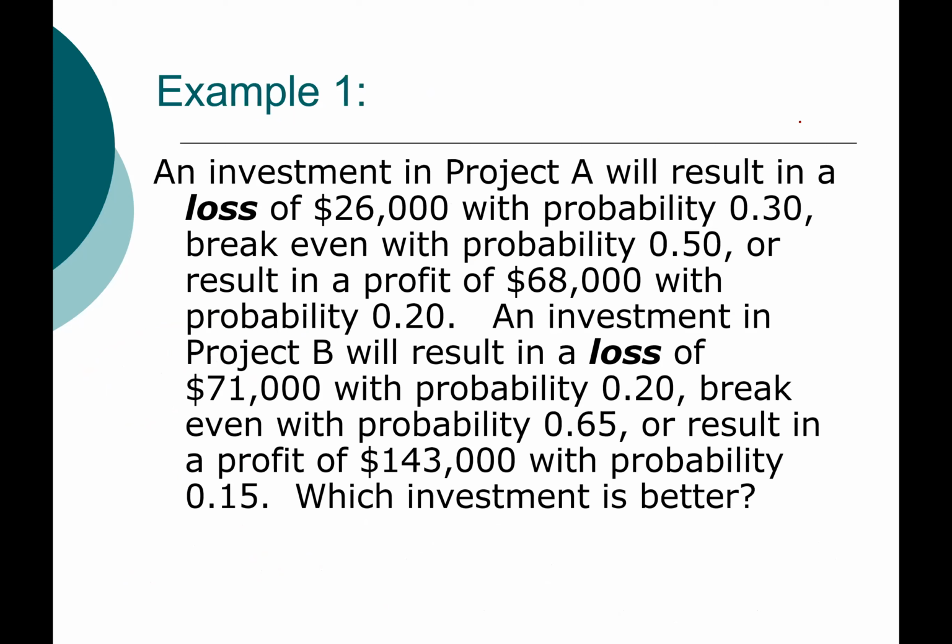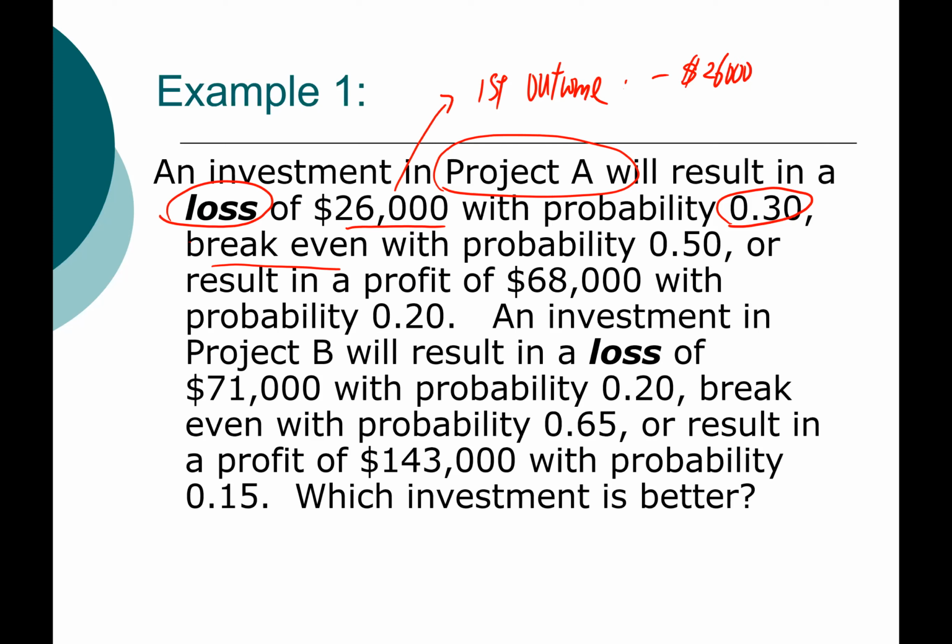Let's say we have an investment in project A. Typically you have different projects. It results in a loss of $26,000 with probability of 0.3. So this is the first outcome. And then the second outcome is break even, meaning no gain, no loss. So $0 with probability of 0.5. And then the third outcome is the profit of $68,000 with a probability of 0.2. If you look at the total probability, 0.3 plus 0.5 plus 0.2, it's going to be 1, right?